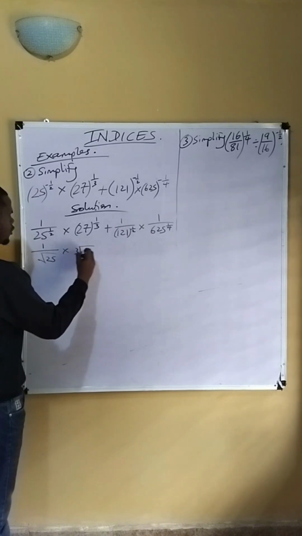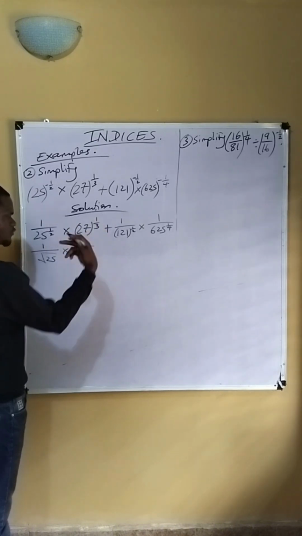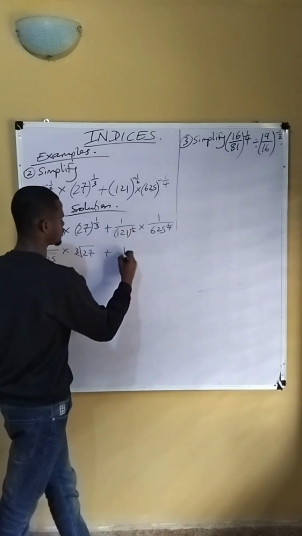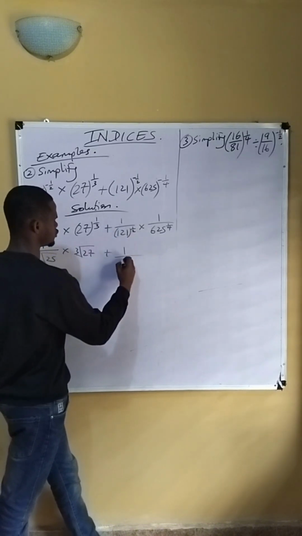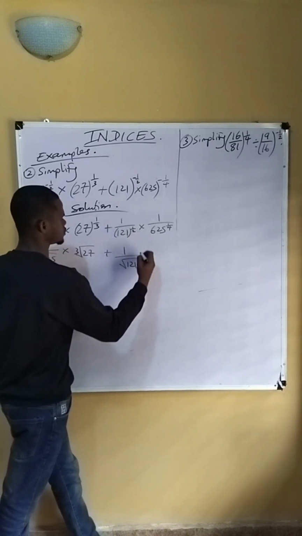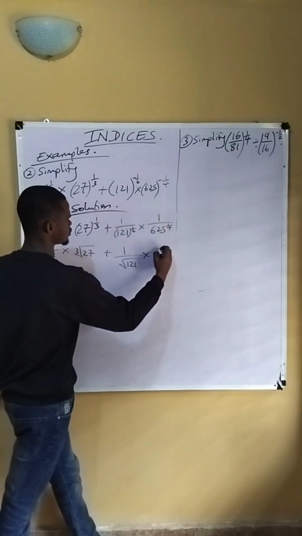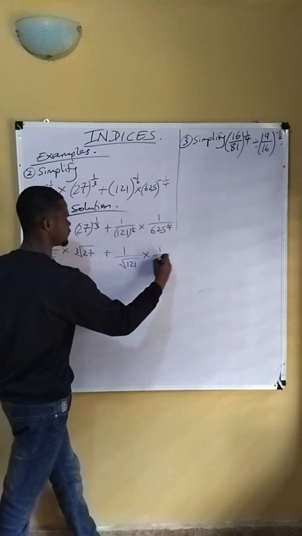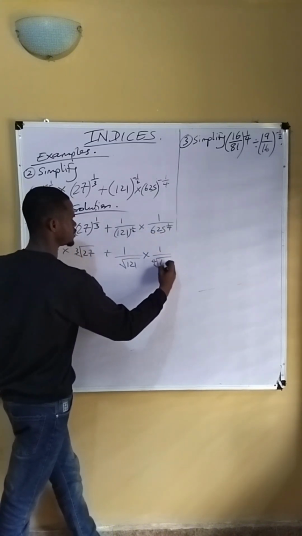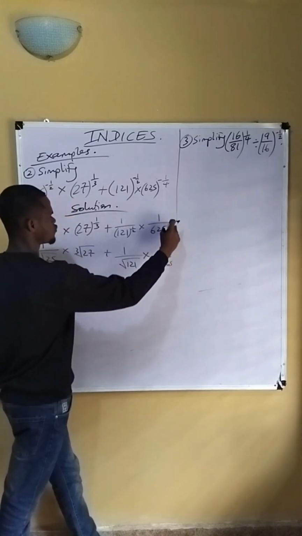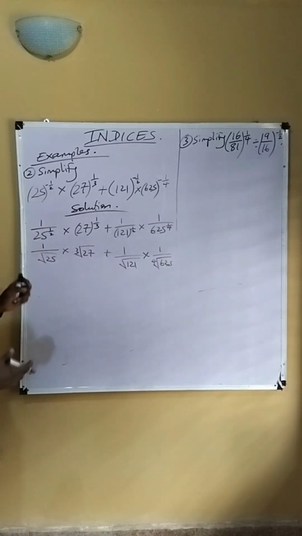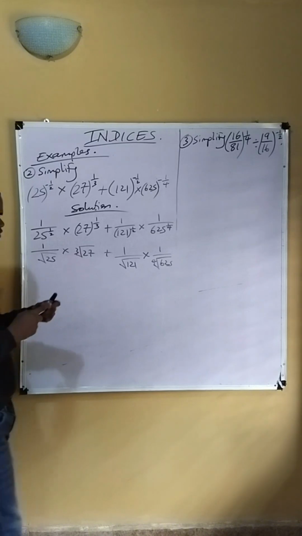What about this one? This now becomes the cube root of 27 all raised to the power of 1, which will still give us the cube root of 27, plus 1 all over, what about this one? This one will give us the square root of 121 times, what about this? This one will still give us 1 all over, since the denominator here is 4, it will now become the fourth root of 625 all raised to the power of 1. But anything raised to the power of 1 is that thing. We leave it as it is.